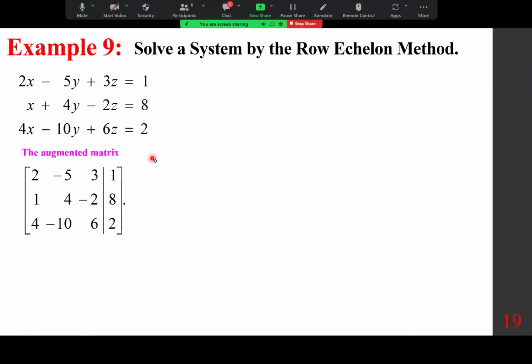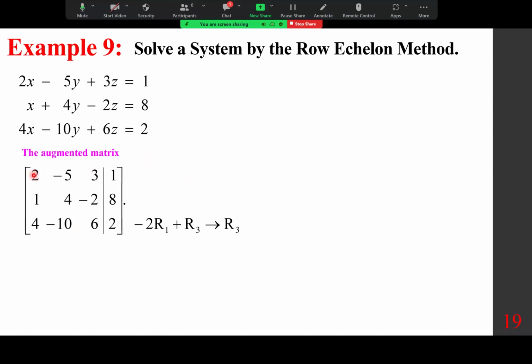And again, you can put it into technology. I want to show you something. Sometimes you can notice by looking at it. If we multiply this one by 2 and subtract it from the last row, so minus 2R1 plus R3 becomes the new R3, let's see what happens.